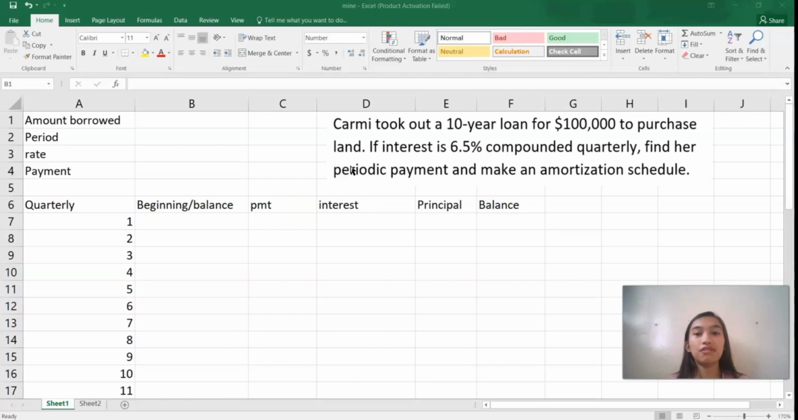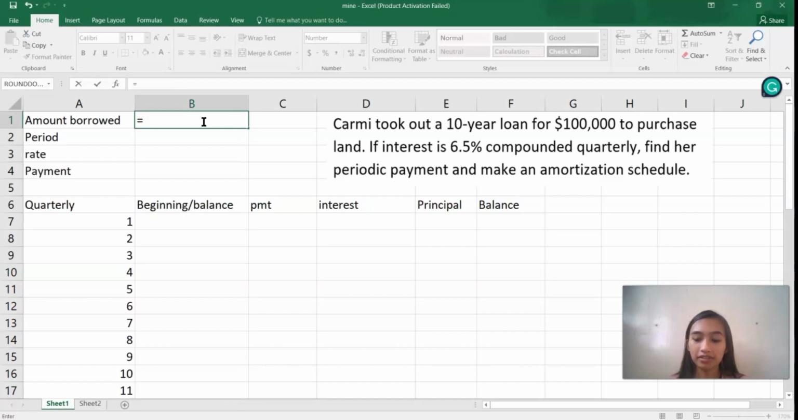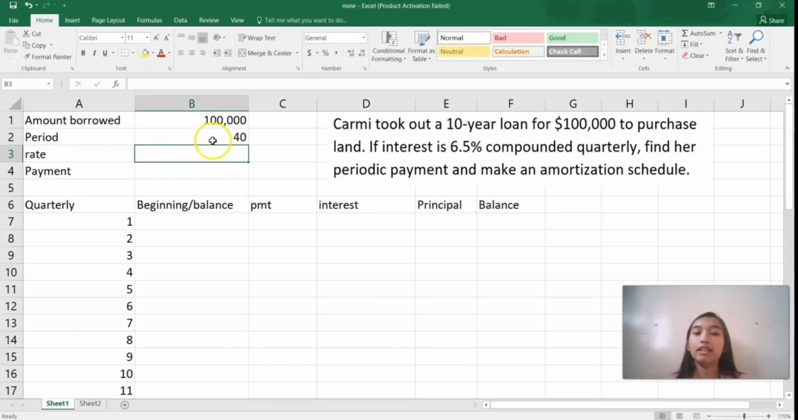So first thing to do is to find the given in the problem. So here our amount borrowed is $100,000. Second is our period. Now to get the period, we just have to multiply the time and our frequency of conversion. So here we have 10 years multiplied by our frequency of conversion, which is 4, and we have 40. Now to find the rate, we have to divide our interest by our conversion. So we have 0.065 divided by 4, and that we have 0.01625 as our rate.